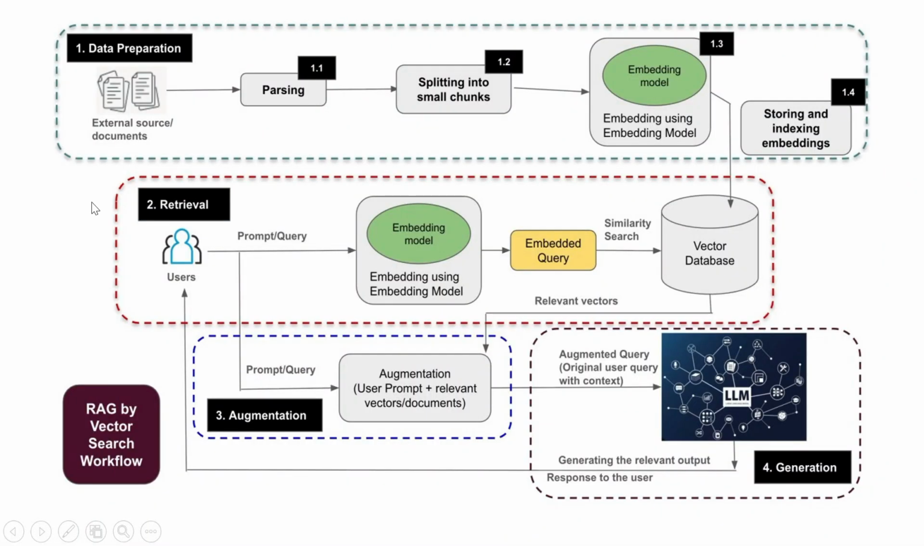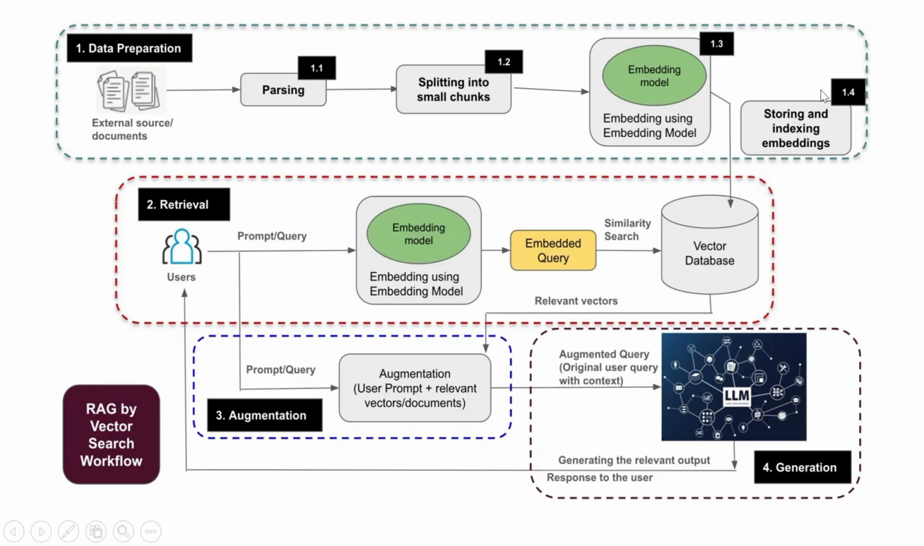At first glance, this diagram may look complicated, but don't worry. By the end of the next few minutes, every box will make sense. Before users can ask questions, we first need to prepare our documents. The first step is called parsing. Parsing simply means extracting the text from those documents. Notice this box called splitting into small chunks. Each chunk might contain just a few paragraphs.